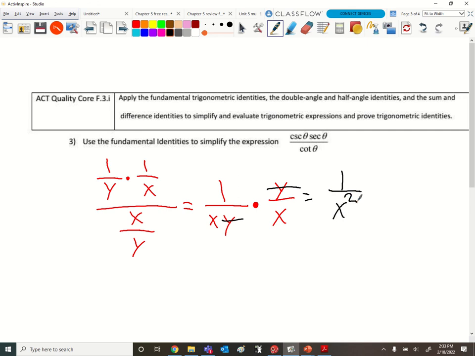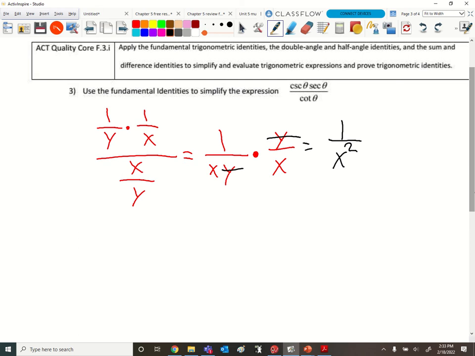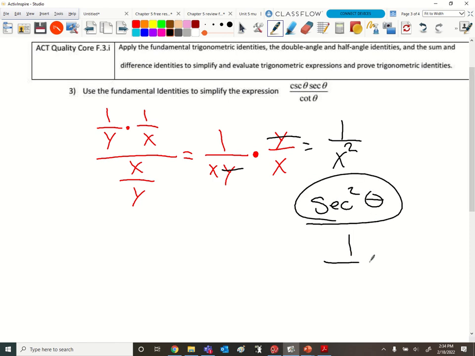So I will accept two different answers for this. What does this turn into as trig? Secant squared. So one answer would be secant squared theta, and the other answer I will also accept will be 1 over cosine squared theta. I'll accept either. They mean the same thing, it's just written slightly different.